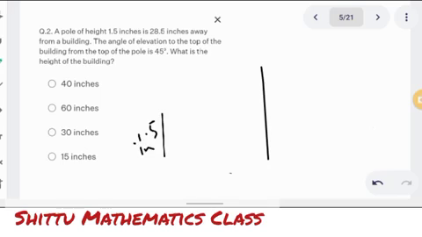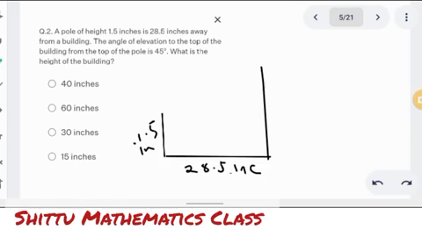The pole is 28.5 inches away from the building. This is, let's say, like this. This is 28.5 inches, okay, 28.5 inches.